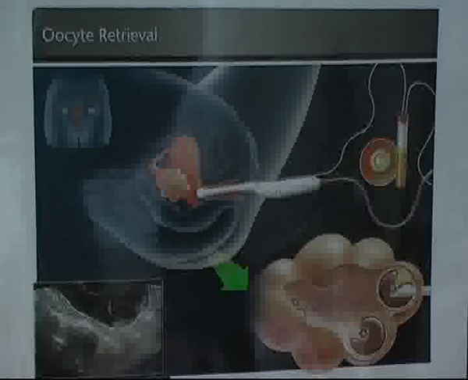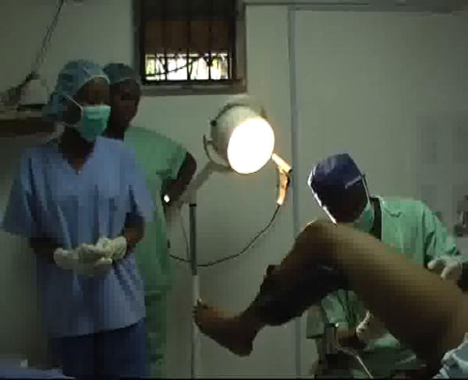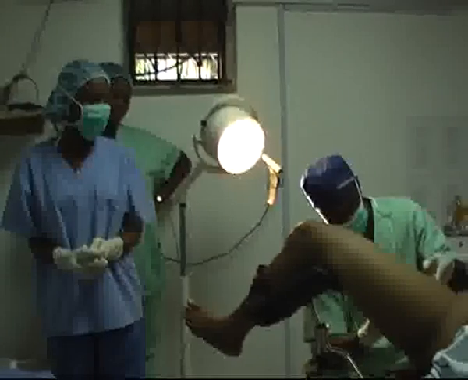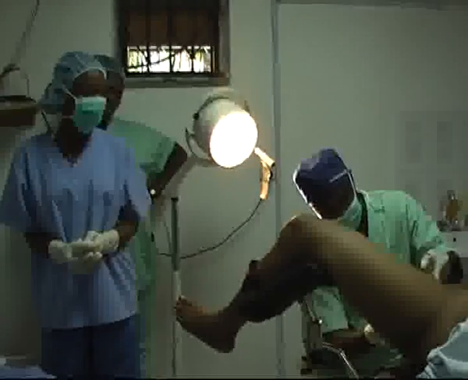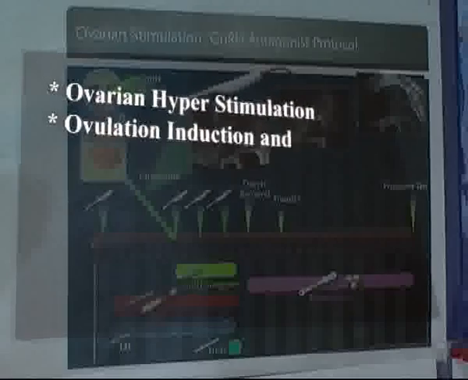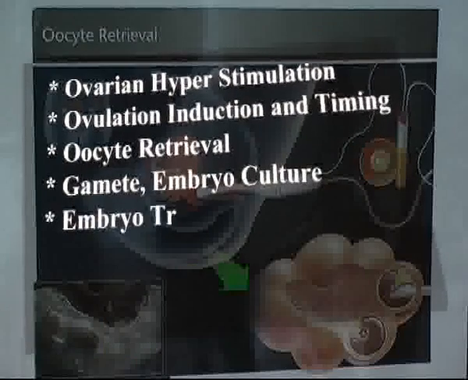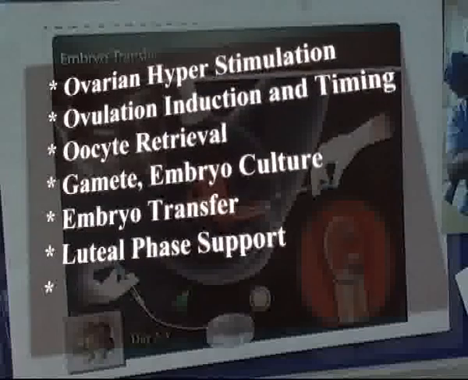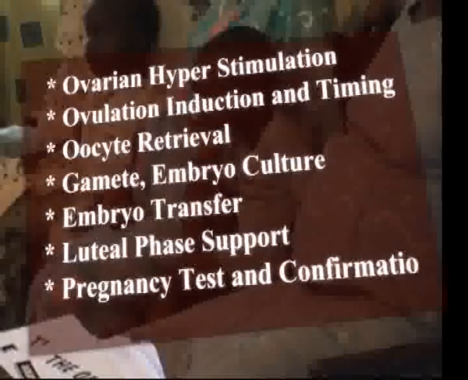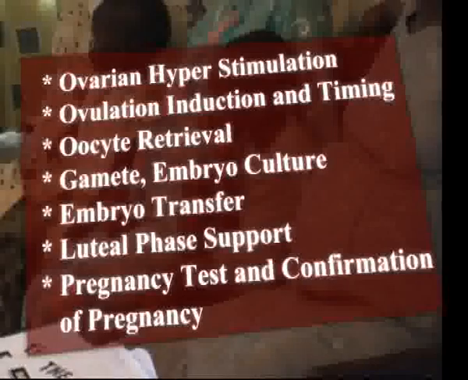All IVF and related techniques are associated with oocyte retrieval from the human ovary and the preparation of spermatozoa for in vitro fertilization. An IVF treatment comprises several closely related but separate entities such as ovarian hyperstimulation, ovulation induction and timing, oocyte retrieval, gamete embryo culture, embryo transfer, luteal phase support, pregnancy test, and confirmation of pregnancy.